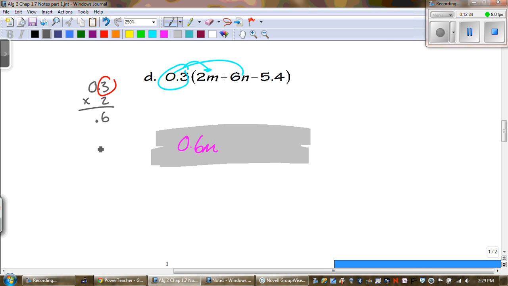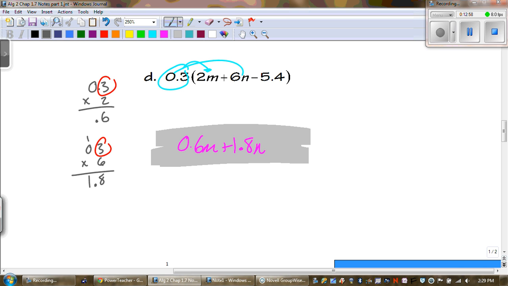Now we have 0.3 times 6. Well, 3 times 6 is 18, carry the 1, 6 times 0, 1. And once again, there's one number behind the decimal. So that's where it goes. So plus 1.8n.